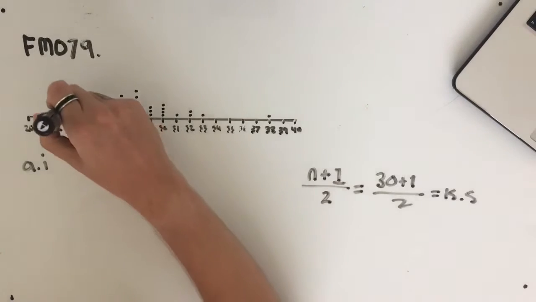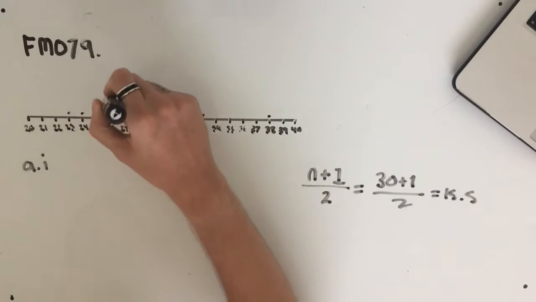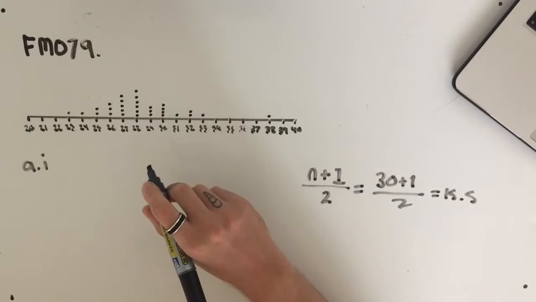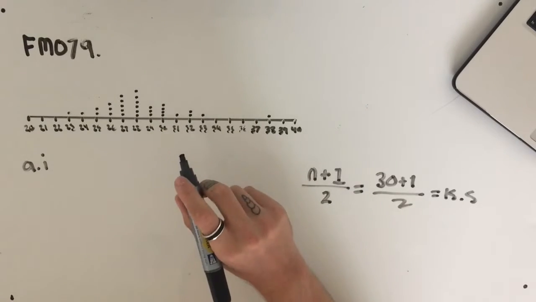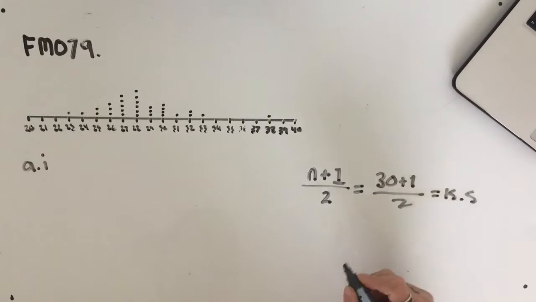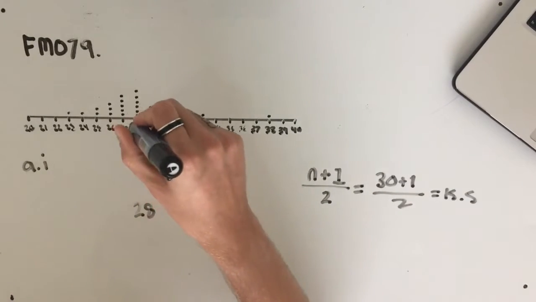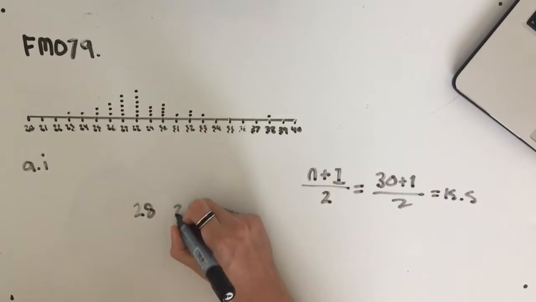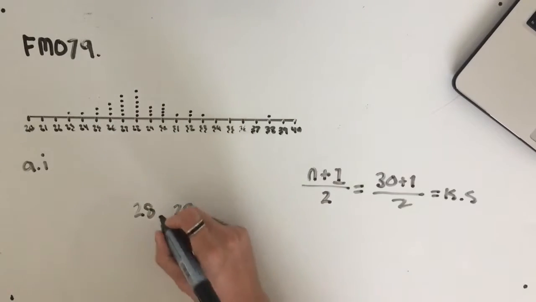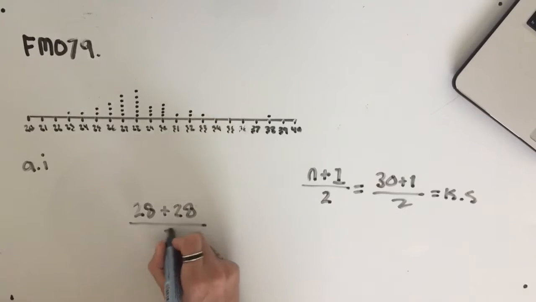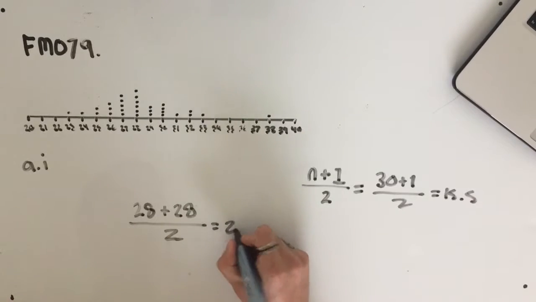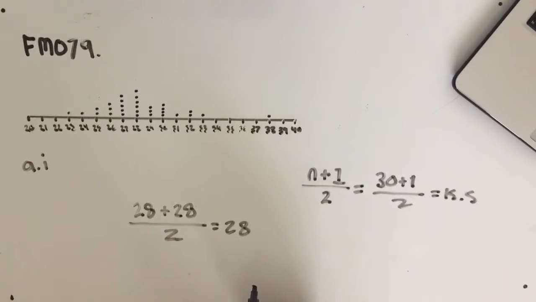If we count our dots here, 1, 2, 3, 4, 5, 6, 7, all the way up to 15, we end up finding that we have 28 as our 15th value and another 28 as our 16th value. If we add those two together and divide by 2, that gives us 28, which means that the median number of times this student cursed is 28 times.